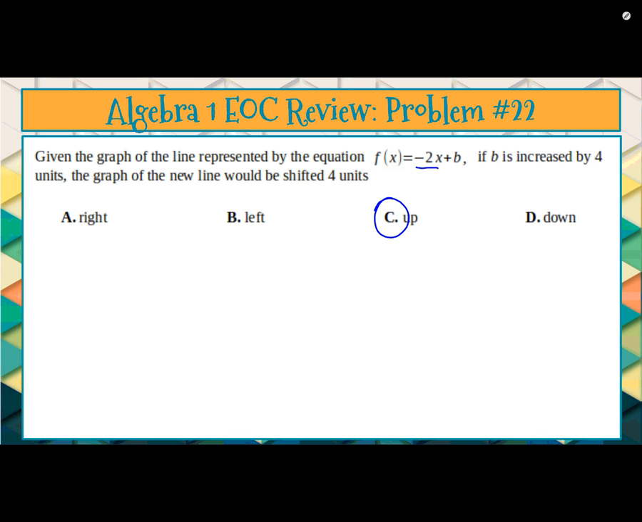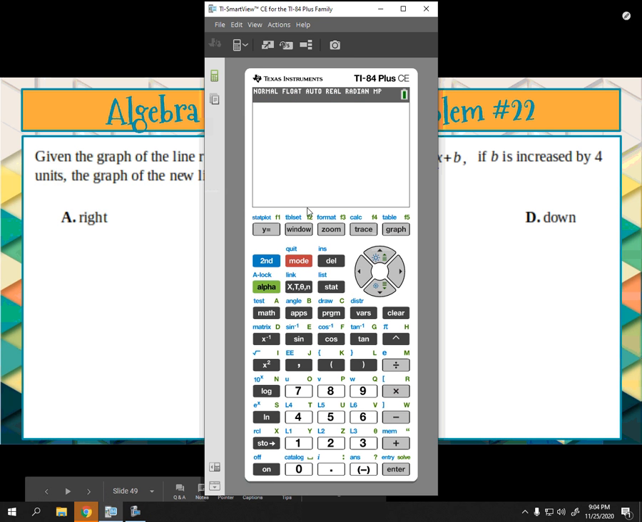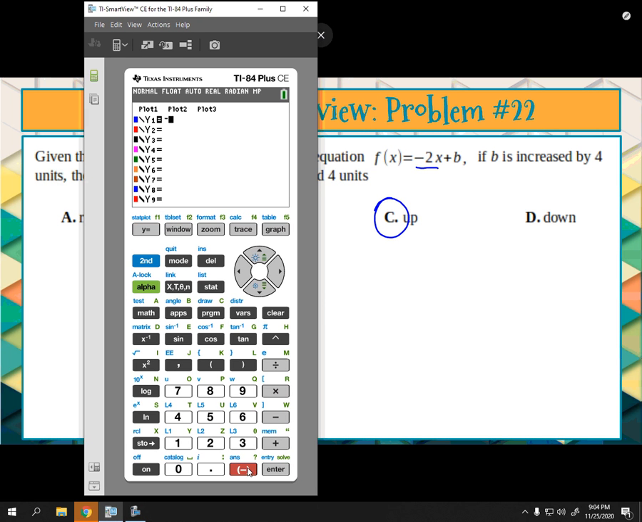Now, what could you do if you weren't 100% sure? Graphing calculator time, guys. You get to pick a value for b. I would pick something between negative 10 and positive 10. So I'm going to go to y equals. I'm going to type in negative 2x, and then I'm going to do minus 5. And then that'll be graphed in blue for me. All right, and I'm going to type in negative 2x minus 5 plus 4. And what that's going to do is it's going to show us that transformation.